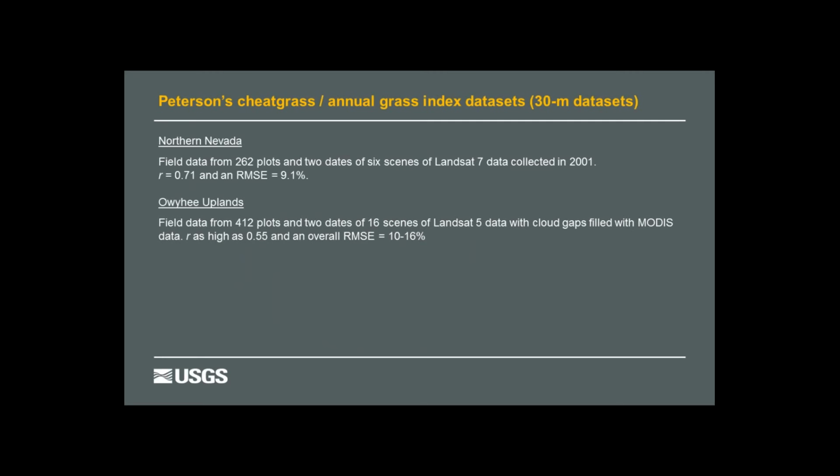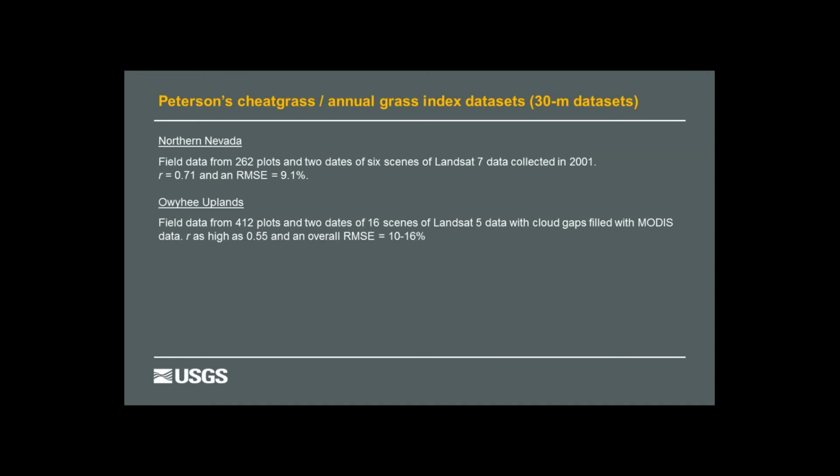First of all, to discuss just briefly Peterson's data sets. He produced a cheatgrass map from northern Nevada that some of you may be very familiar with. It's based on both field data and 6 scenes of Landsat data from 2 dates. And this Landsat scene data was collected in 2001. It has a fairly respectable correlation coefficient of 0.71 and an RMSE of 9.1%.